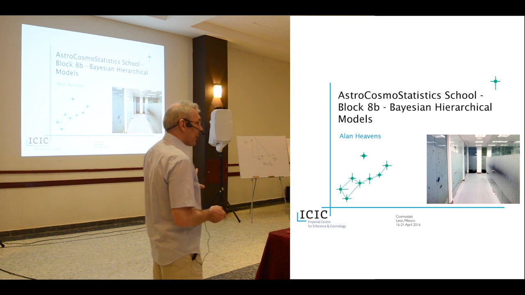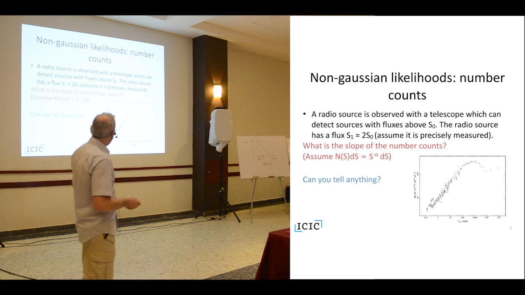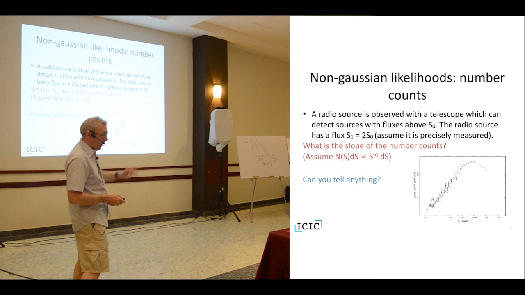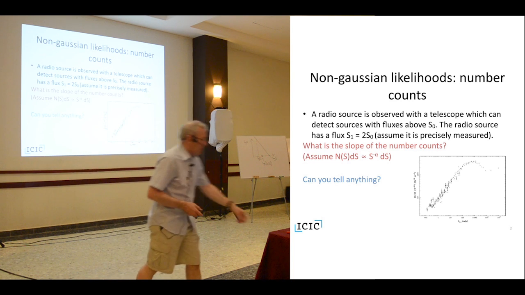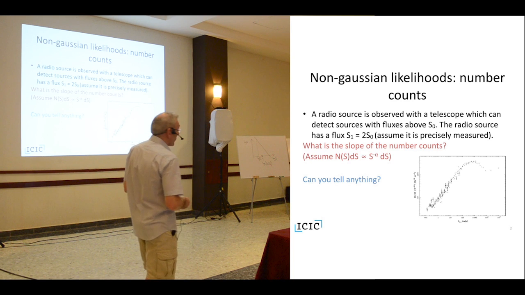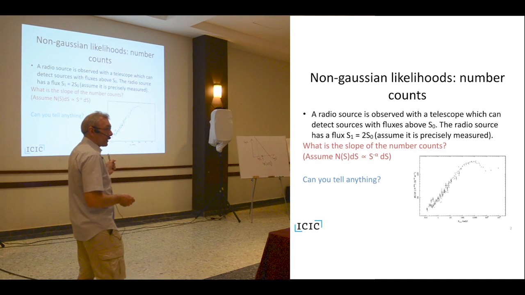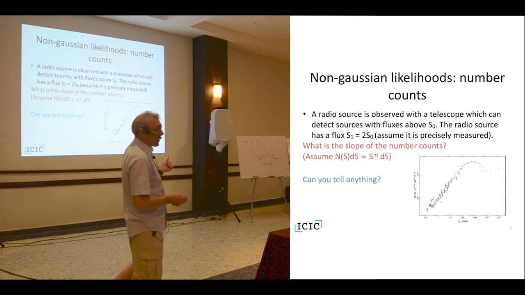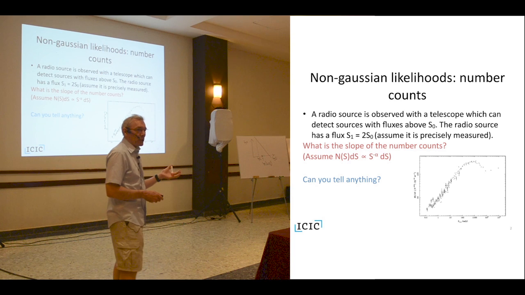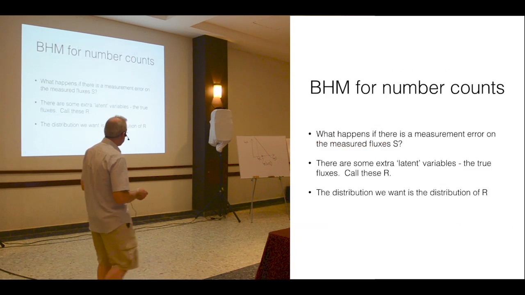I want to motivate it by going back to a problem that we came across earlier in the week, that is the number counts, where we have a source that has twice the minimum flux. When we looked at it before, we assumed that there was no error in the measurement of the flux. Now in reality there will be a measurement error. So how could we include that into the analysis? We could do that with a Bayesian hierarchical model.